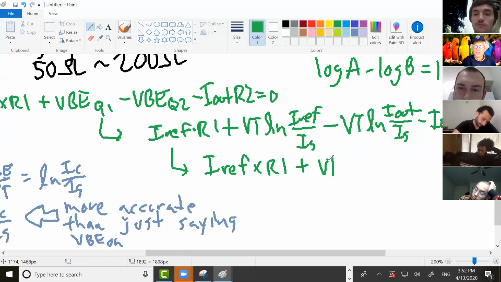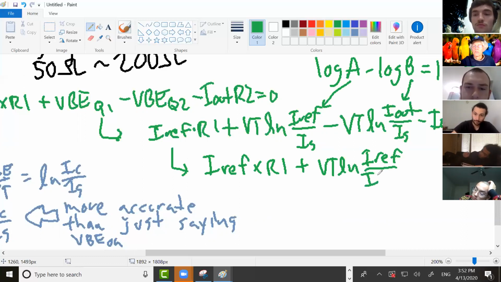So then you get I ref times R1 plus VT natural log. This is going to be A right here. That's going to be A. That's going to be B. So you get I ref over I out minus I out R2 equals 0.